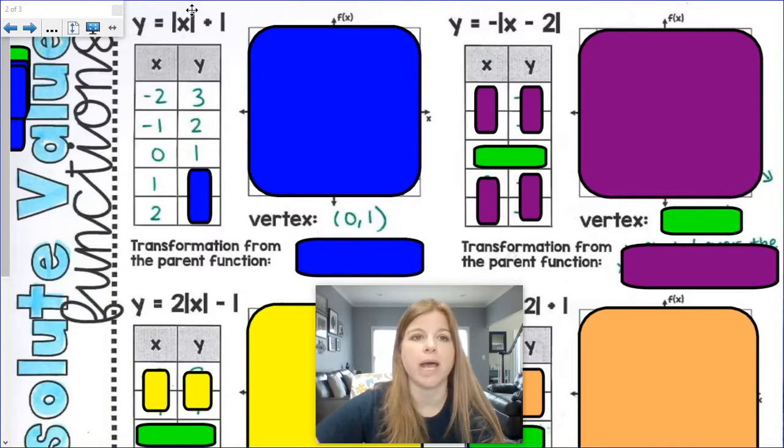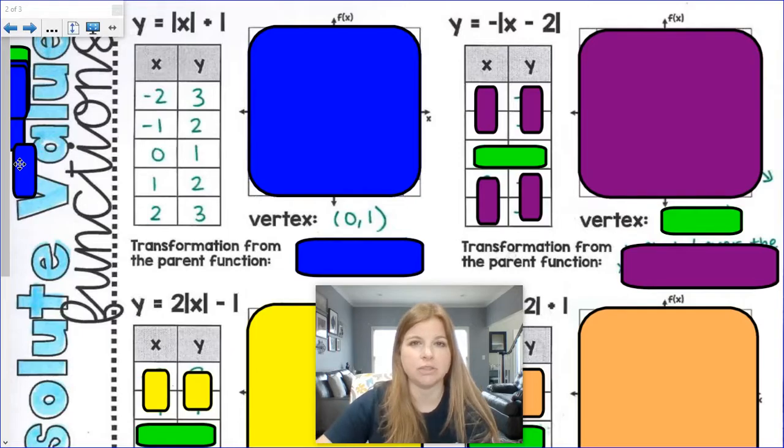Plug in +1 now. Absolute value of 1 is 1, plus 1 is 2. Absolute value of 2 is 2, plus 1 is 3. Now, do we see anything interesting about the y values? What do you notice? Hopefully you do notice that whatever my y value here was up top is the same as my bottom. And whatever was here is here.